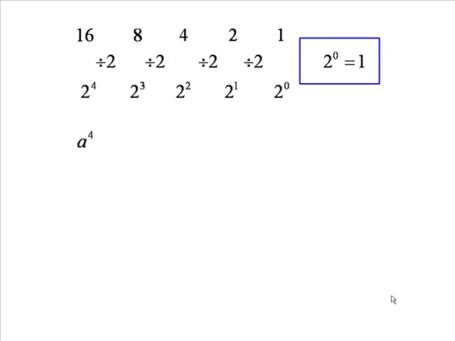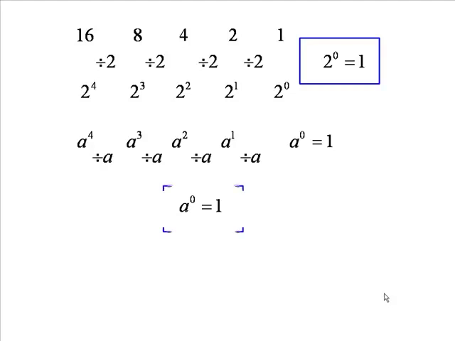Let's look at some algebra now. If we divide a to the fourth by a, we get a cubed, and then a squared, and then a to the power of 1, or a. Divide it again, we get a to the 0, but a to the 1 divided by a is just simply 1, and so a to the 0 is 1. And that's true as well.